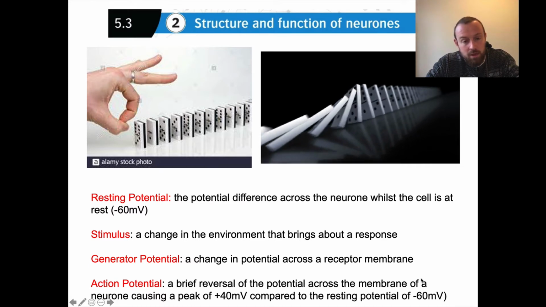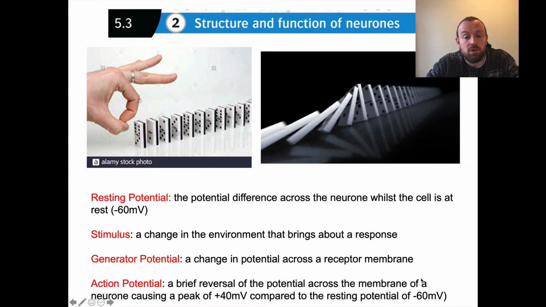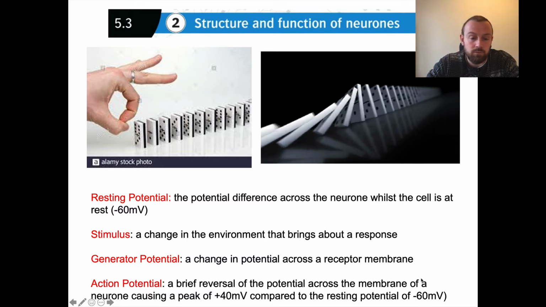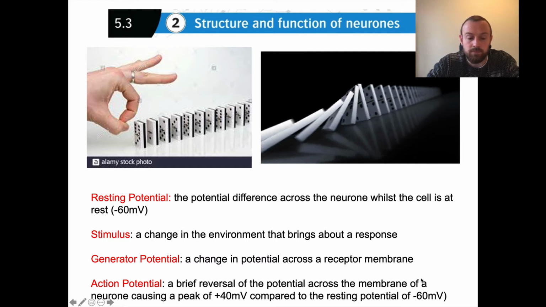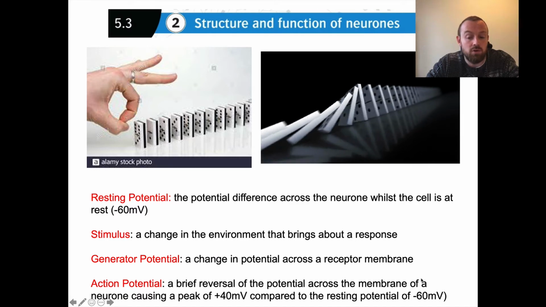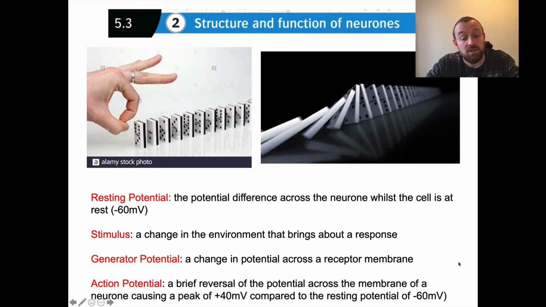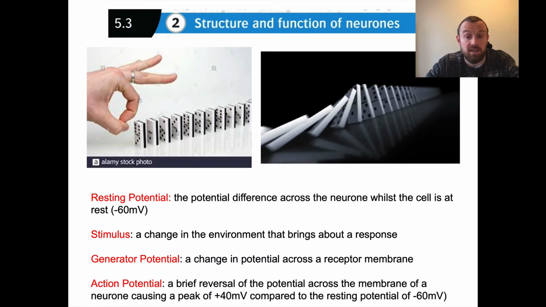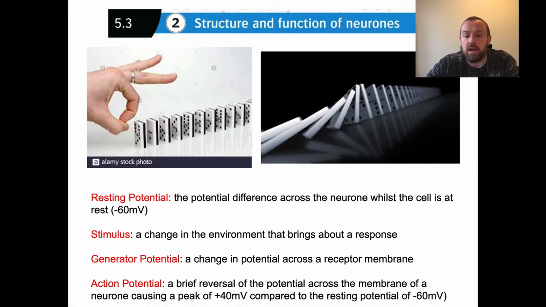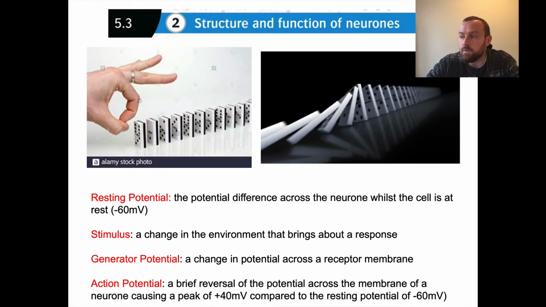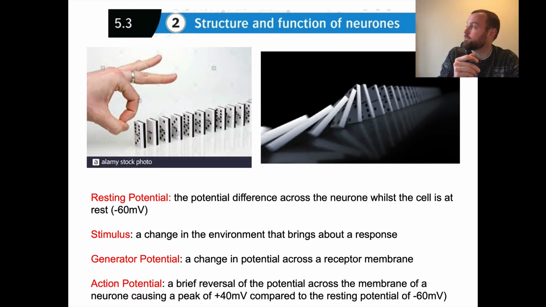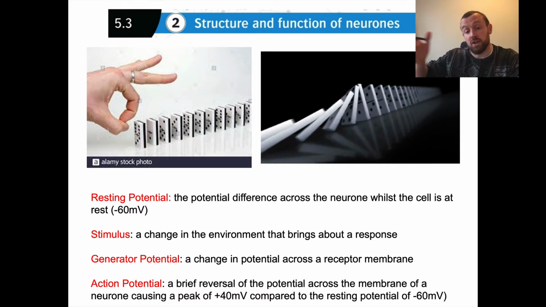Generator potential, we looked at a little bit last lesson. This is a change in the potential across a receptor membrane. So that might be a pain receptor, a Pacinian corpuscle pressure receptor in the skin, or any other type of sensory receptor cell. The action potential is a brief reversal of the potential across the membrane of a neuron, causing a peak of plus 40 millivolts compared to a resting potential of minus 60. And the action potential is the thing that moves. So the action potential is a bit like this diagram on the right. It is a kind of chain reaction where the resting potential, which was, remember, the dominoes standing upright, is reversed, and it moves along the axon.